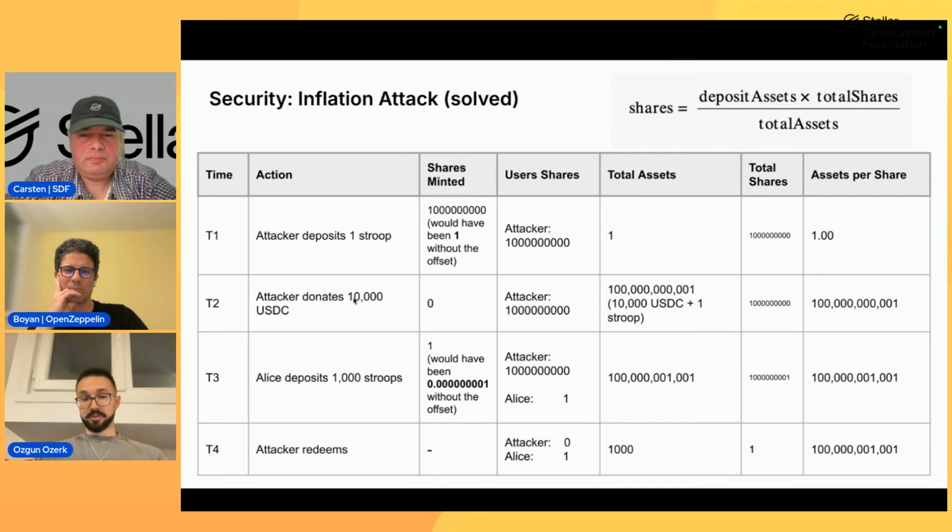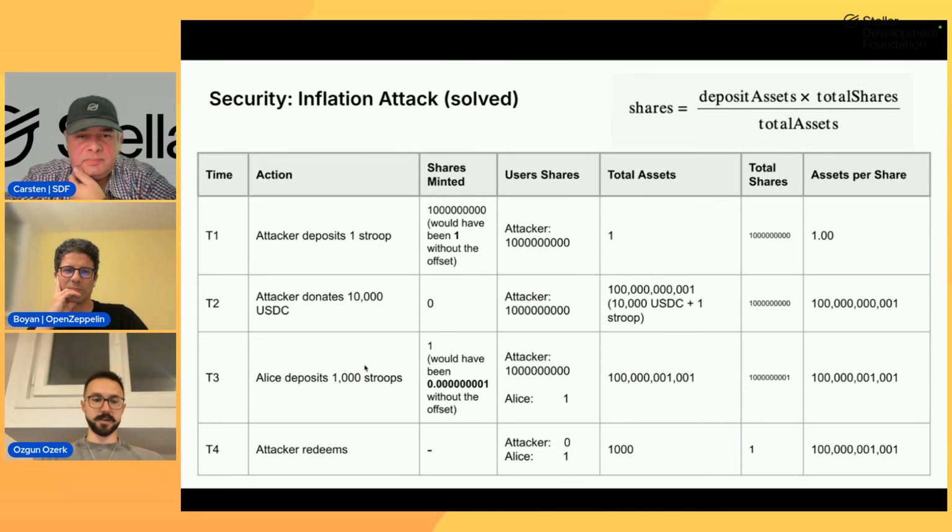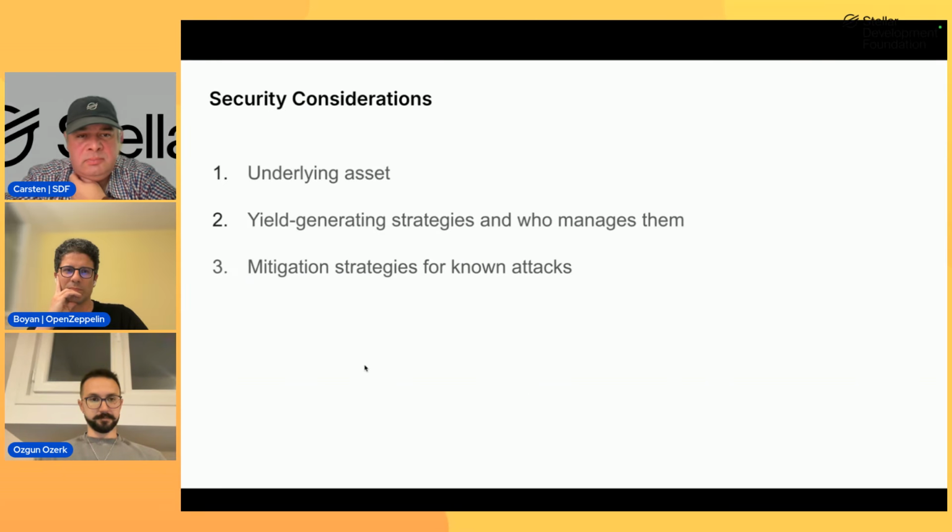And let's say for the same attack, the attacker then donates 10,000 USDC. They won't get any shares because it's a donation. Then Alice would deposit 10,000 stroops. It would have been this small amount previously if we didn't use decimal offset. But since we are using decimal offset, Alice will get 1 share, and the attack won't resolve. So basically, there is no attack due to this decimal offset.